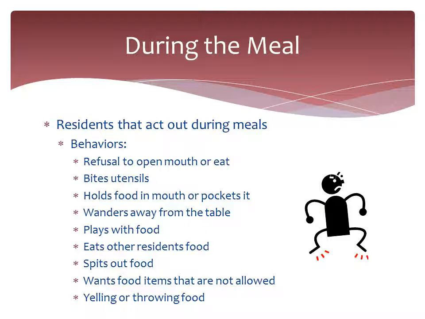Elderly can occasionally display behaviors that are socially unacceptable. These behaviors are sometimes unavoidable due to mental conditions or medical diagnoses. Residents who act out during meals may actually act out using behaviors such as refusal to open their mouth or eat, biting down on utensils, holding food in their mouth or pocketing it in the cheeks, wandering away from the table, playing with their food, eating another resident's food, spitting food items out, wanting food items that are not allowed, or yelling and throwing food.